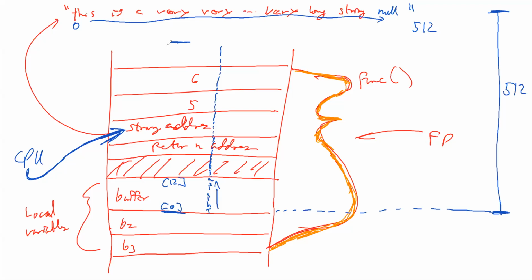So you can write 512 bytes into the stack, right? You know the CPU will... oh, I'm pointing to the wrong place here. Return address there. The CPU will execute that return address.